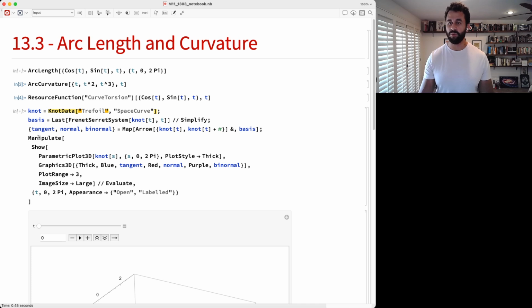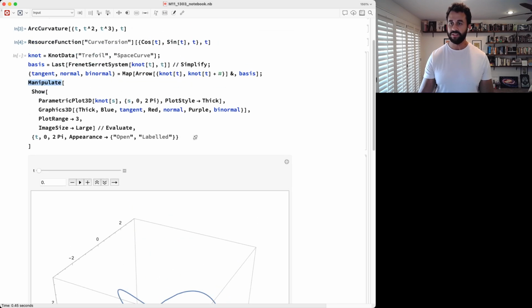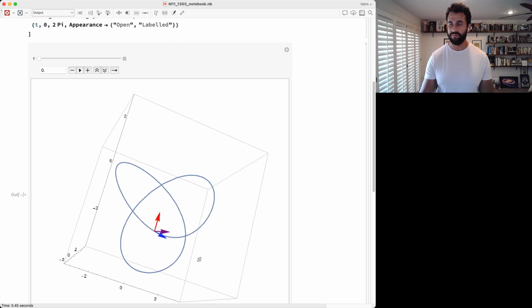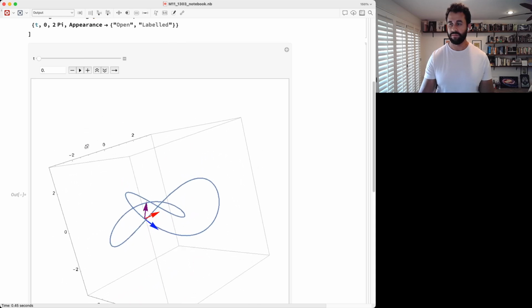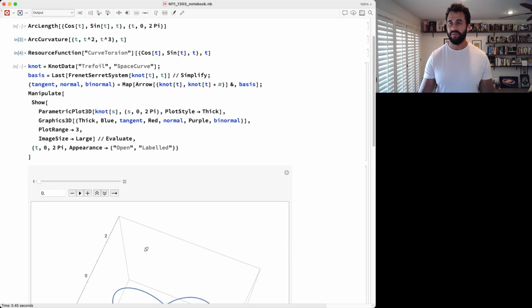One command I do want to point out is this command Manipulate. Manipulate actually produces a widget that lets you manipulate things. So it lets you manipulate the parameter here, and that's what I'm going to do. What's being plotted here is the curve itself. So the curve is this trefoil knot. Okay, that's the trefoil knot. And then we're going to show the TNB vectors.